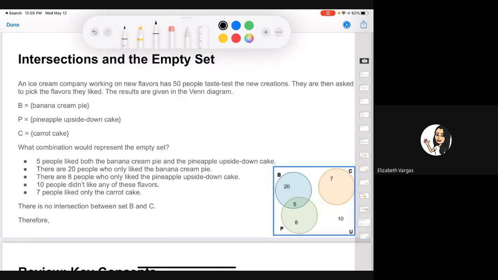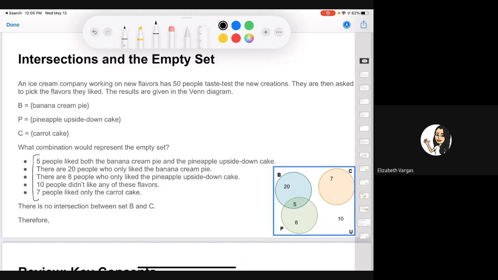And here's just kind of an overview of this. You can kind of see here, an ice cream company working on new flavors has 50 people test the new creations. They are then asked to pick their favorite flavors. The results are in the Venn diagram. So from this Venn diagram, we can kind of get an understanding of how many people picked each different types of flavors. And here's all the different combinations that we can assume from that Venn diagram using that information.